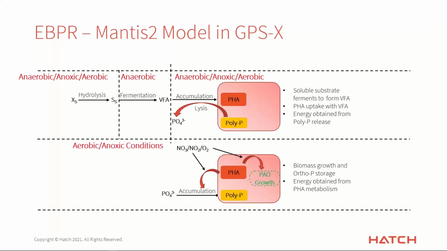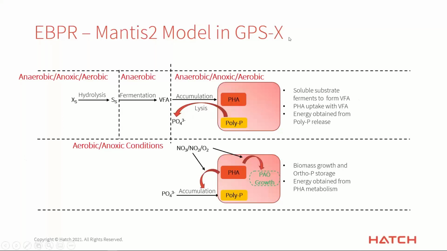Okay, so these are the processes that we want to be able to capture in our model. For each one of these little arrows here, there is one or more equations in the Mantis 2 model to capture that particular rate and calculate how fast that thing is going to happen. So we have to capture the hydrolysis in anaerobic, anoxic, and aerobic conditions. So we have 3 different rates for that. That's basically taking the particulate substrate and hydrolyzing it to soluble substrate. We also have rates for the anaerobic fermentation of that substrate into VFAs.